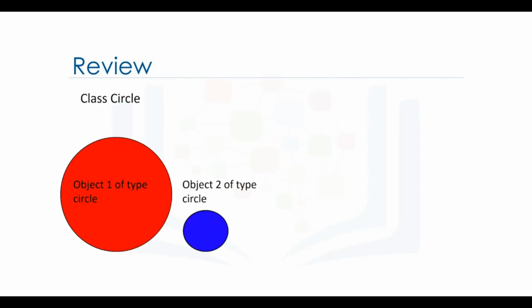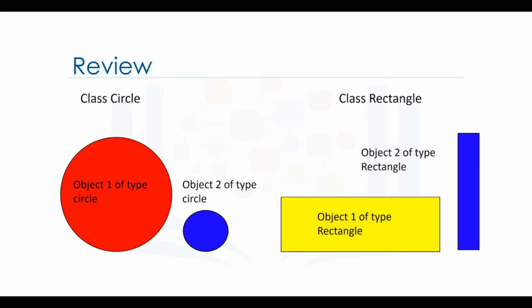So we have a class, and an object that is a realization or instantiation of that class. For example, we can create two objects of class circle or two objects of class rectangle.